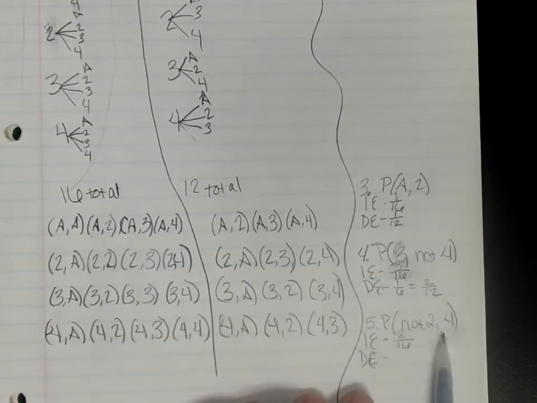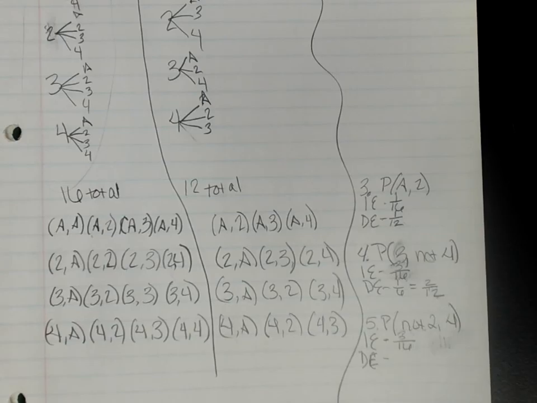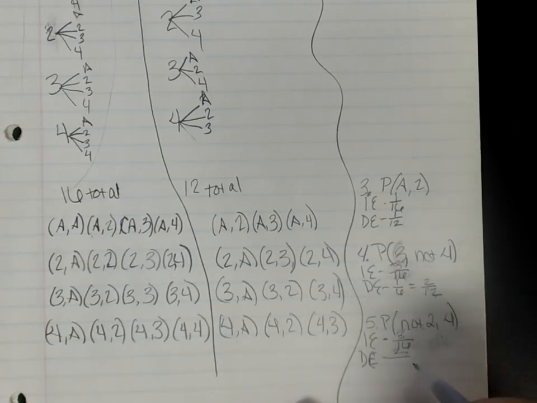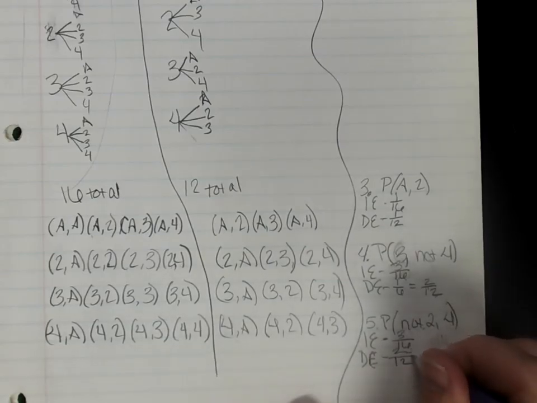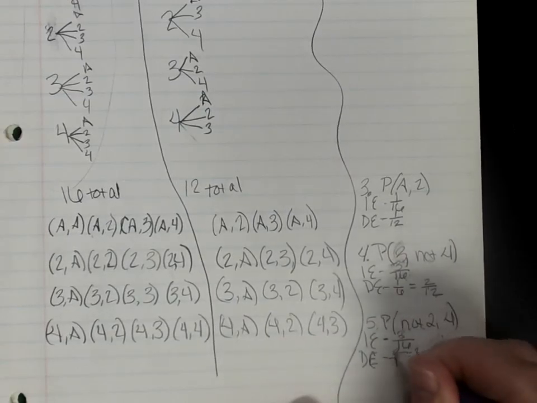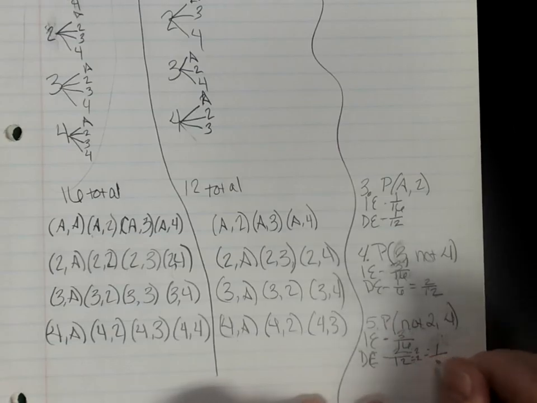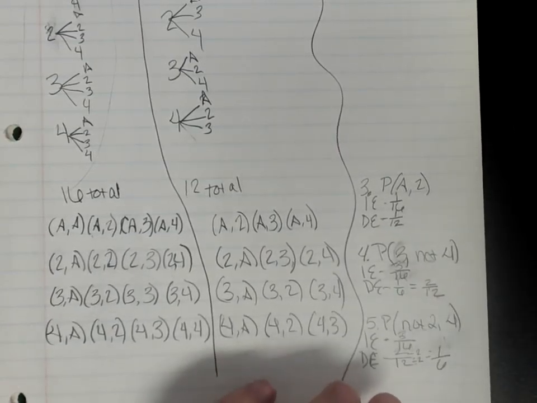Caitlin, how many times does not 2 followed by 4 come up? Can you go to the smart board and point to them? Just with your finger, please, not with your marker. I was getting worried. 1. 2. Is that it? And what's our bottom number? 12. Is that good enough, Caitlin? Is 2 12ths good enough? No. Why not? Because you have to reduce. What can you divide both of those by? 2. 2 divided by 2 is? 1. 12 divided by 2 is? 6. Caitlin, give me a thumbs up or a thumbs down on your understanding of this.